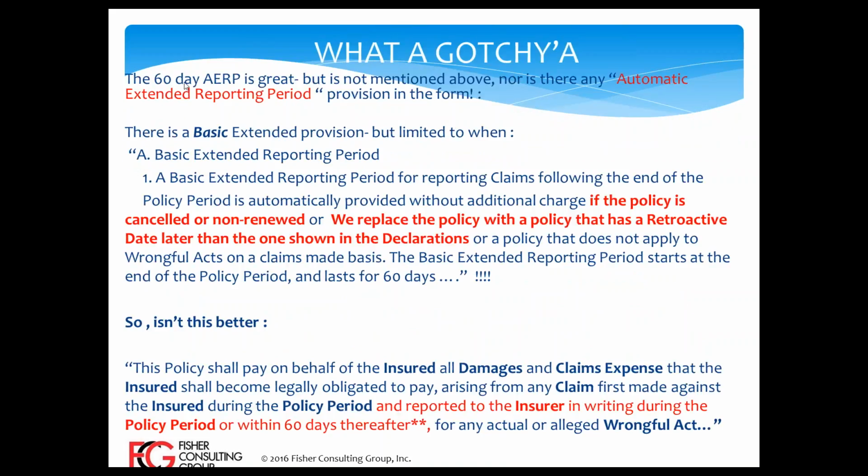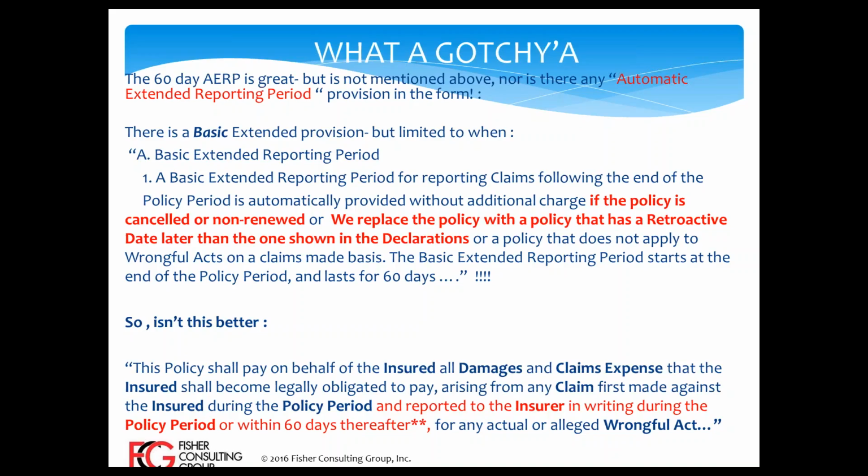The 60-day automatic extended reporting period, the AERP, is great, but it's not mentioned anywhere in the policy. There is no automatic extended reporting period. There's a basic extended reporting provision. But here again, it's limited to when the policy is canceled or non-renewed, or when the policy is replaced with a policy that has a retro date later than the one shown on the declaration page of the expiring policy. That's kind of weird. Why would that happen? Nevertheless, there is no automatic extended reporting period.